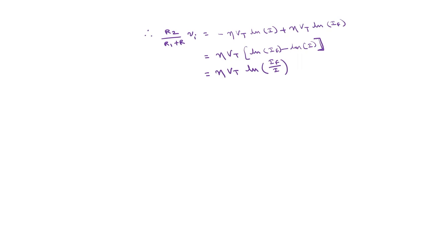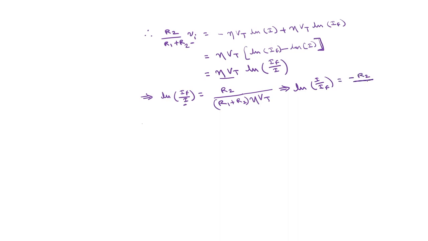We want basically the output voltage in terms of the input voltage VI. VI is here anyhow. So I will find out I in terms of V naught, so that we will get the expression for V naught. Implies logarithm of IF by I is equal to, eta VT will go to the other side, so R2 by R1 plus R2 times VI over eta VT. If you want to take the reverse, logarithm of I by IF, then there will be a negative sign. This is equal to minus R2 by R1 plus R2 times VI, of course divided by eta VT.